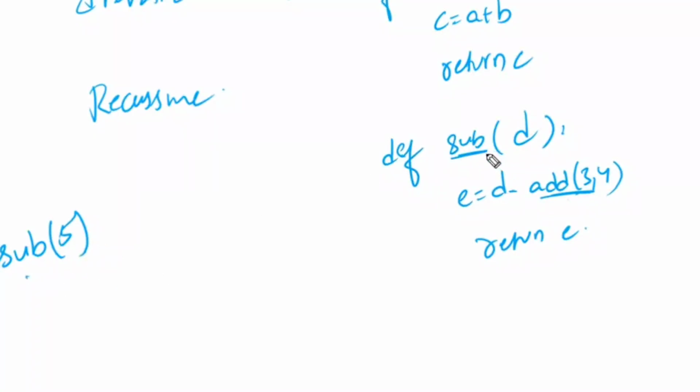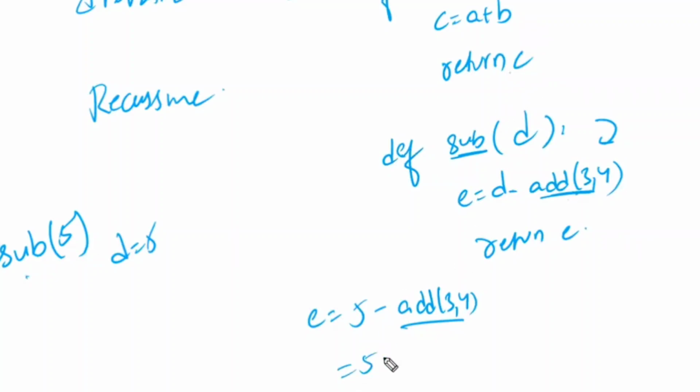So sub is executed. Yes, same sub is available. Now the number of arguments are the same. Now automatically d is equal to 5 enters into this one. E is equal to 5 minus add of 3 comma 4. What is add of 3 comma 4? The add function is this one. Again 3 and 4 will be taken, c will be written, and c value is 7. So 5 minus 7, e is equal to minus 2. So now when you ask sub of 5, it is going to return the answer as minus 2. So within this function, you are calling another function, which is called an iterative function.